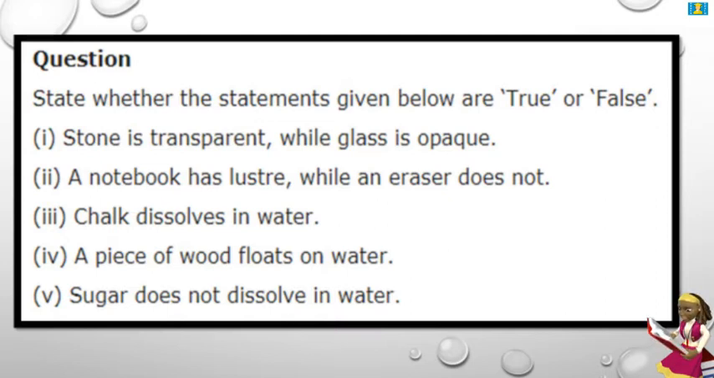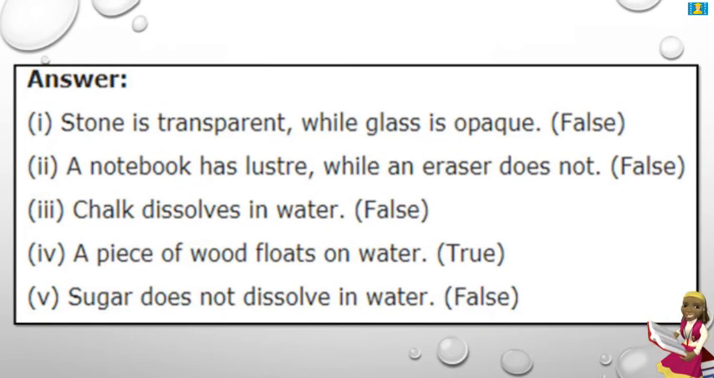Third one, chalk dissolves in water. Fourth one, a piece of wood floats on water. And the final one, sugar does not dissolve in water. And the answer is, stone is transparent while glass is opaque. This is false.